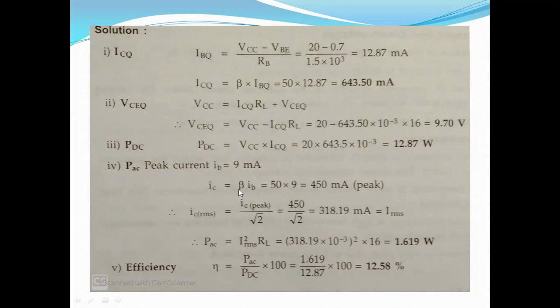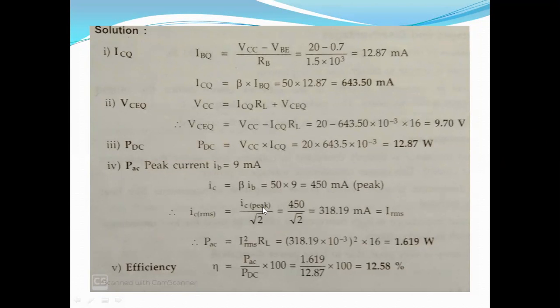Then IC is beta into IB. Beta is 50, IB is 9 milliamps. So that is 450 milliamps. This is the IC peak current. And in terms of RMS, what is the current? If you have some peak current, Im value, then the RMS value is Im by root 2. So IRMS is equal to IC peak by root 2.